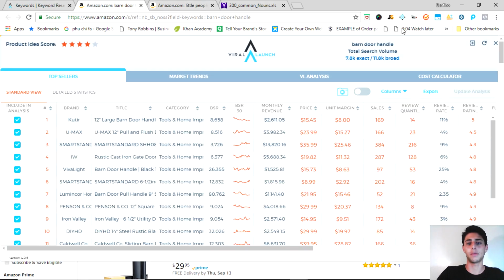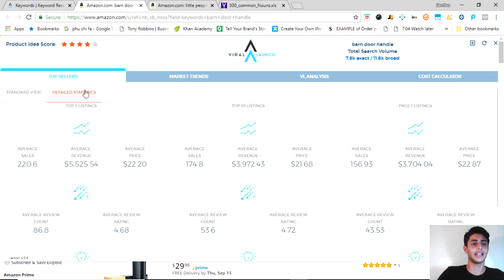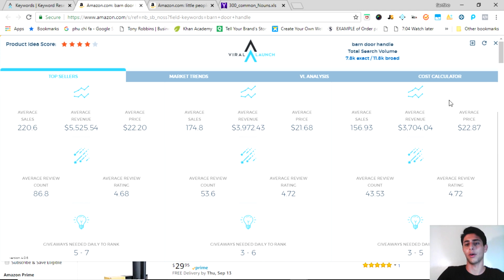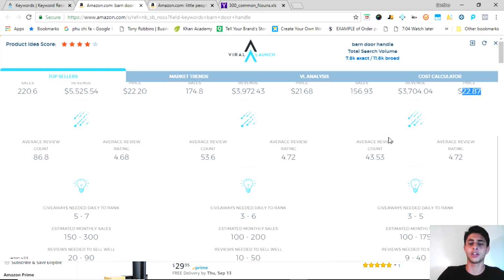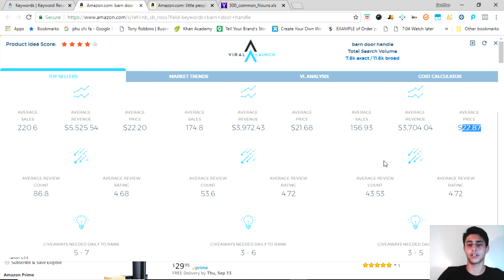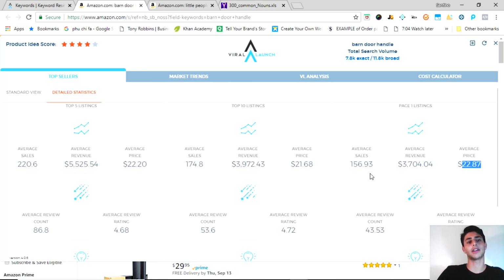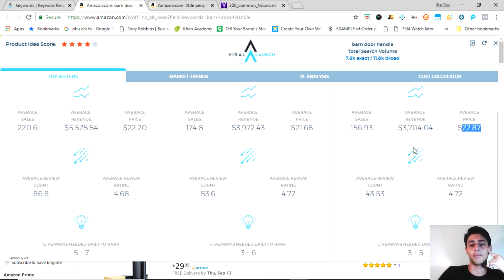And then if we pulled up the Viral Launch Chrome extension for barn door handle, we could see exact search volume 7.8 thousand, product idea score of 4 stars. And then looking at the detailed stats, we'll check out our market criteria. So we can see the average revenue is $3,700, so a little bit below our range of $5,000 minimum revenue. Average price $22, so that meets our criteria. And then average review count, 43 reviews on average for each listing. So that also meets our criteria. So this would actually potentially be a good product to get into if you're just a new seller. It's not that competitive, just looking at the overall market.